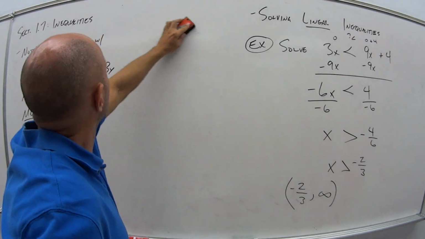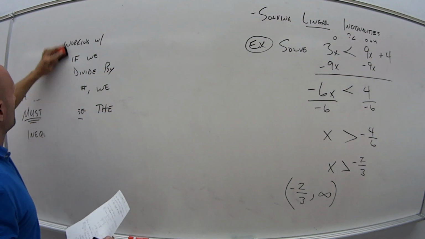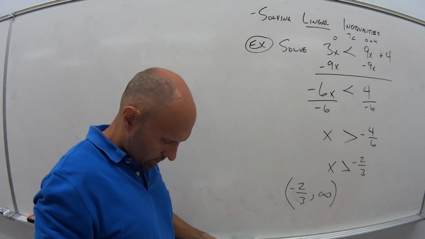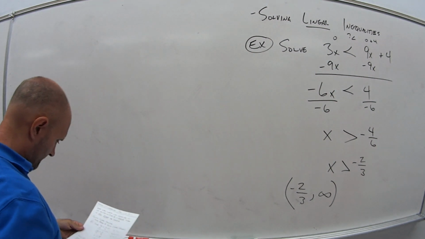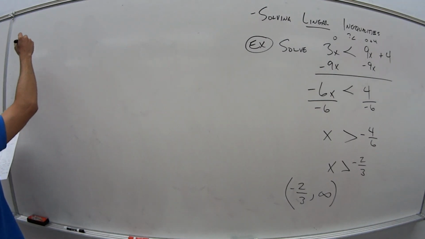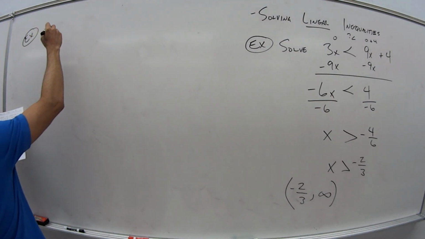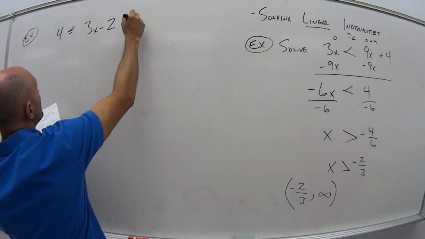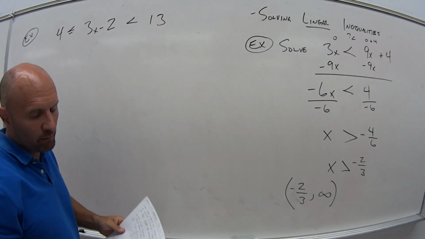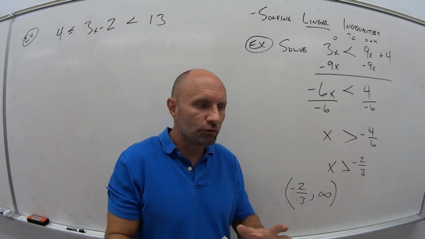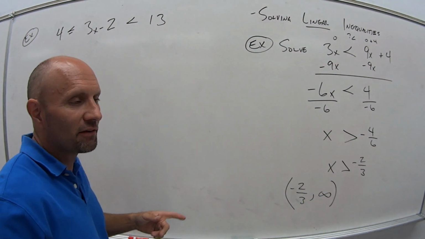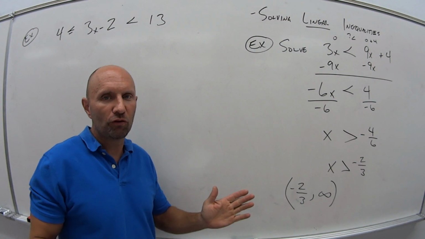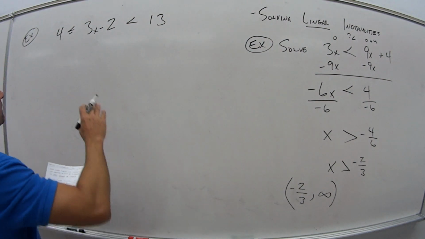Let's look at another example. So what if we have 4 is less than or equal to 3x minus 2 is less than 13. So now I have this inequality sort of in the middle. I have two inequality symbols. This is not a proportion problem. So remember in section 1.6, you had the two equal sign and there was a method to solve that. That is not this. This is an inequality.